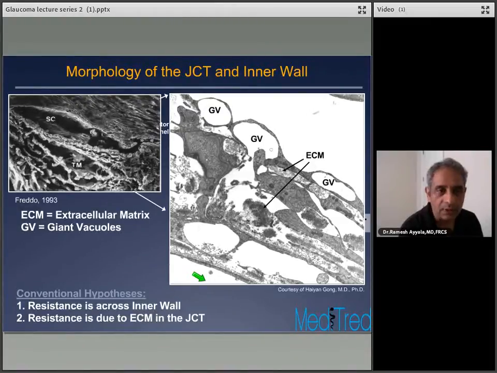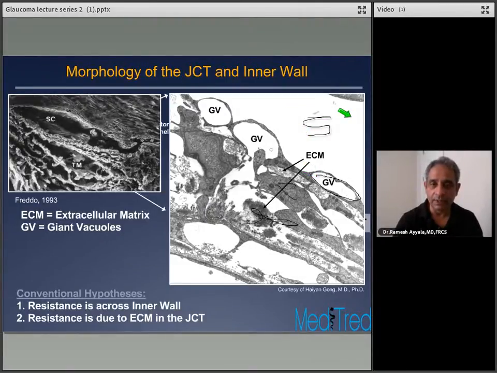Now let's look at the JCT, or the juxtacanalicular tissue, the inner wall of the Schlemm canal. When you look at the electron microscopy picture of this location, you will see that the area is studded with a lot of extracellular matrix. We'll talk briefly about this in a little while. And then you'll see a scattering of empty spaces, what are considered giant vacuoles. And here is the Schlemm canal. So this is the Schlemm canal, okay?